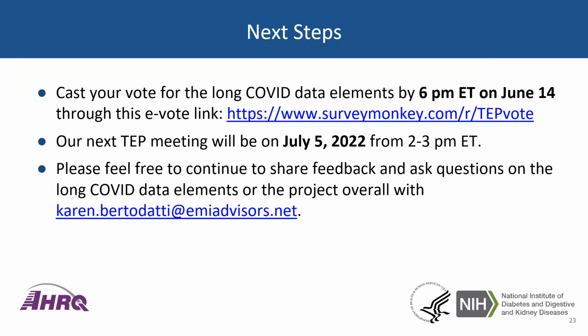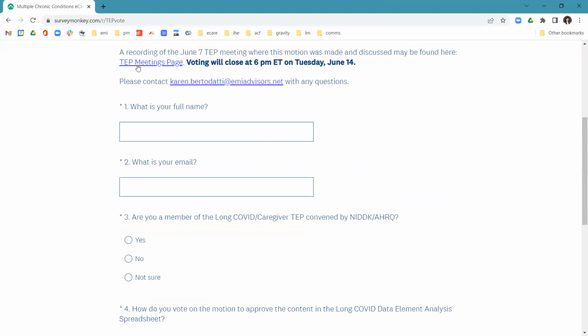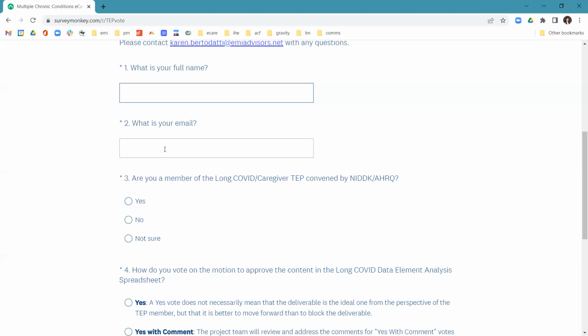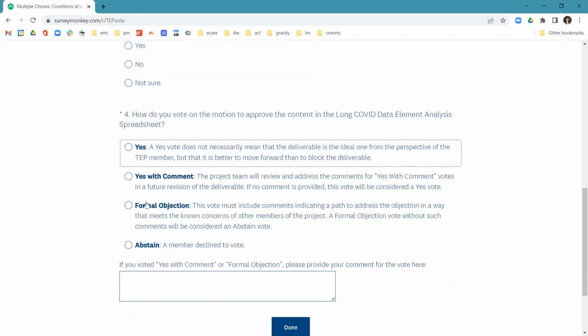Thank you, Jerry. So I just shared the link in the chat, and we will also send it out later today. But this is basically what the form looks like. So just a reminder of what the motion is, a link to the spreadsheet. We will also be putting a recording of the meeting today in case anybody wants to review that before casting your official vote. But casting the vote is fairly simple: full name, email, certify whether you're a member of the TEP or not, and then put in your formal vote. And if you voted yes with comment or formal objection, please leave your comment or formal objection comment here and just click done, and your vote will be counted.